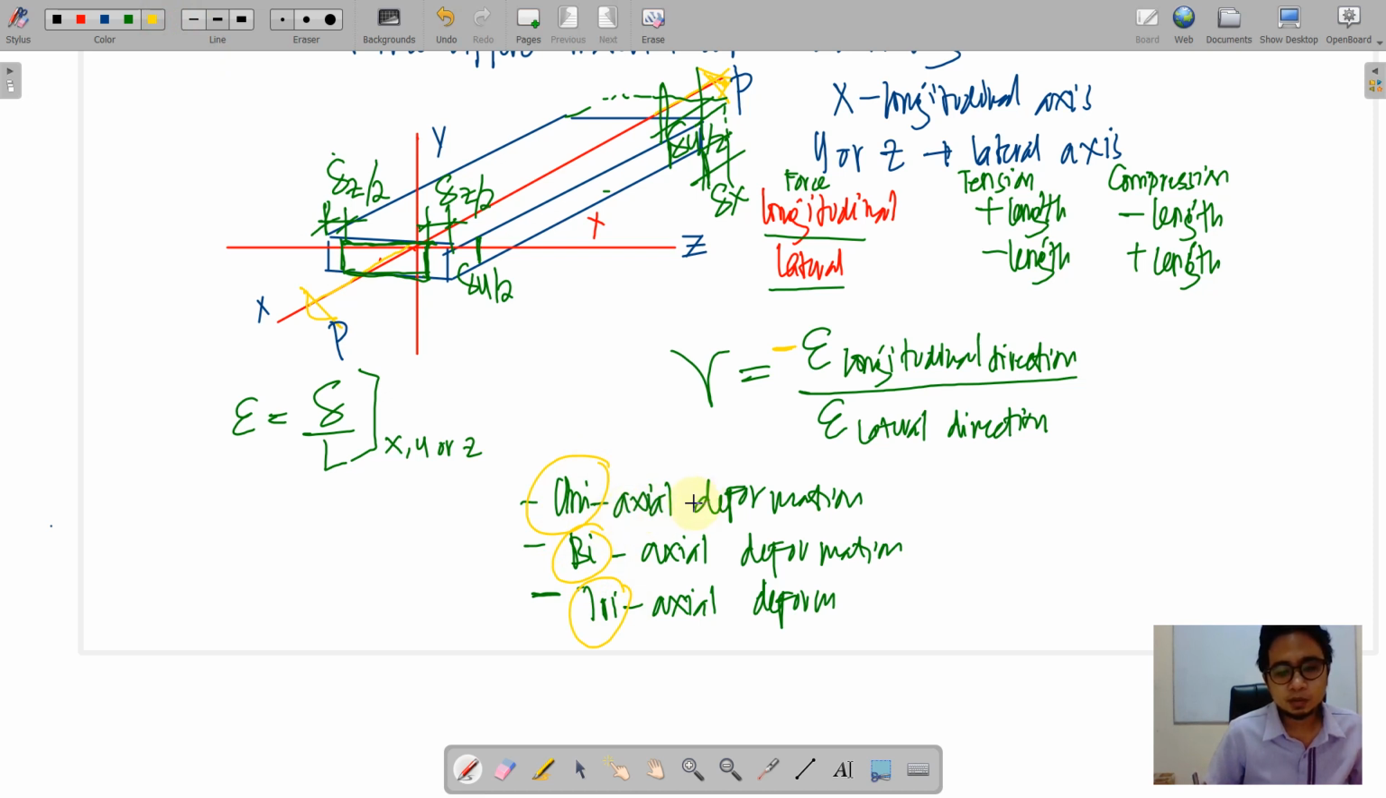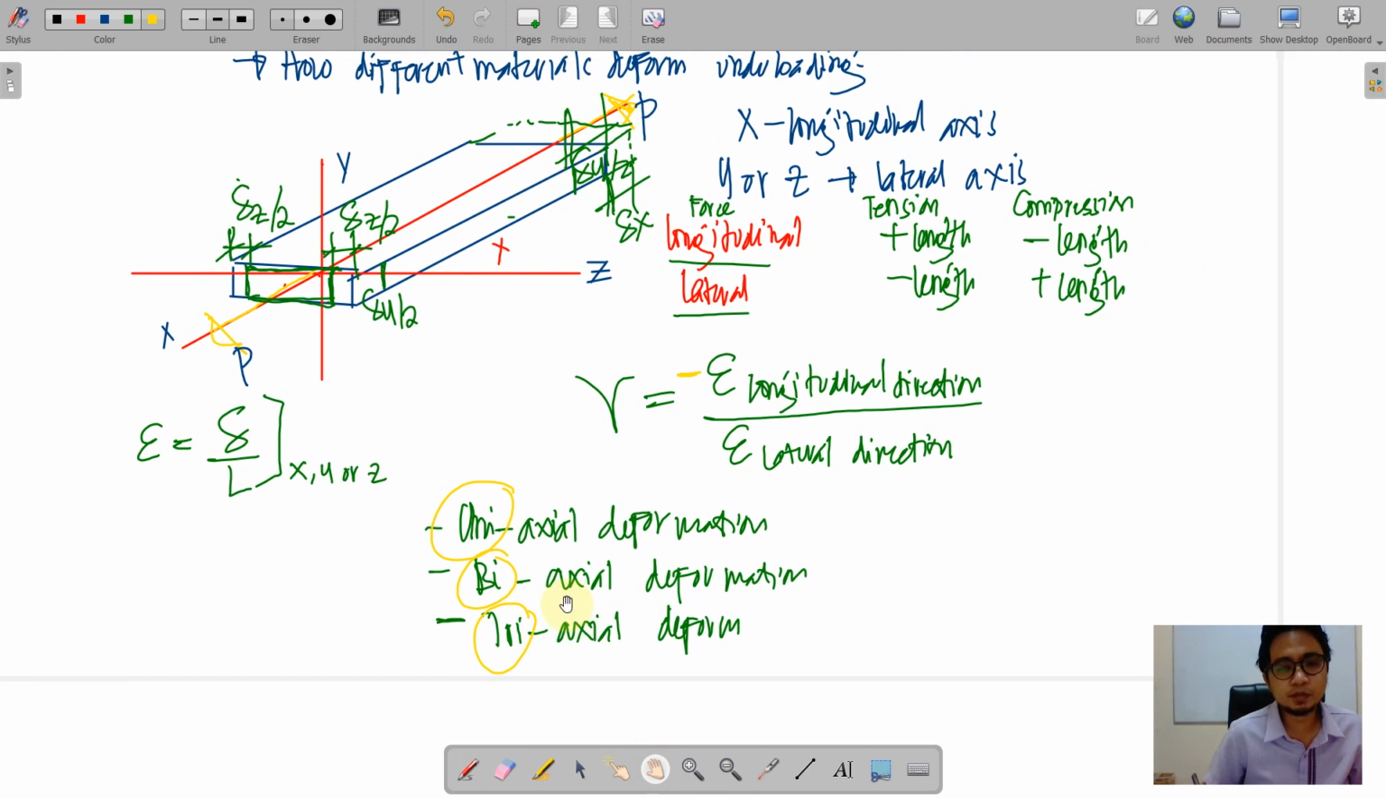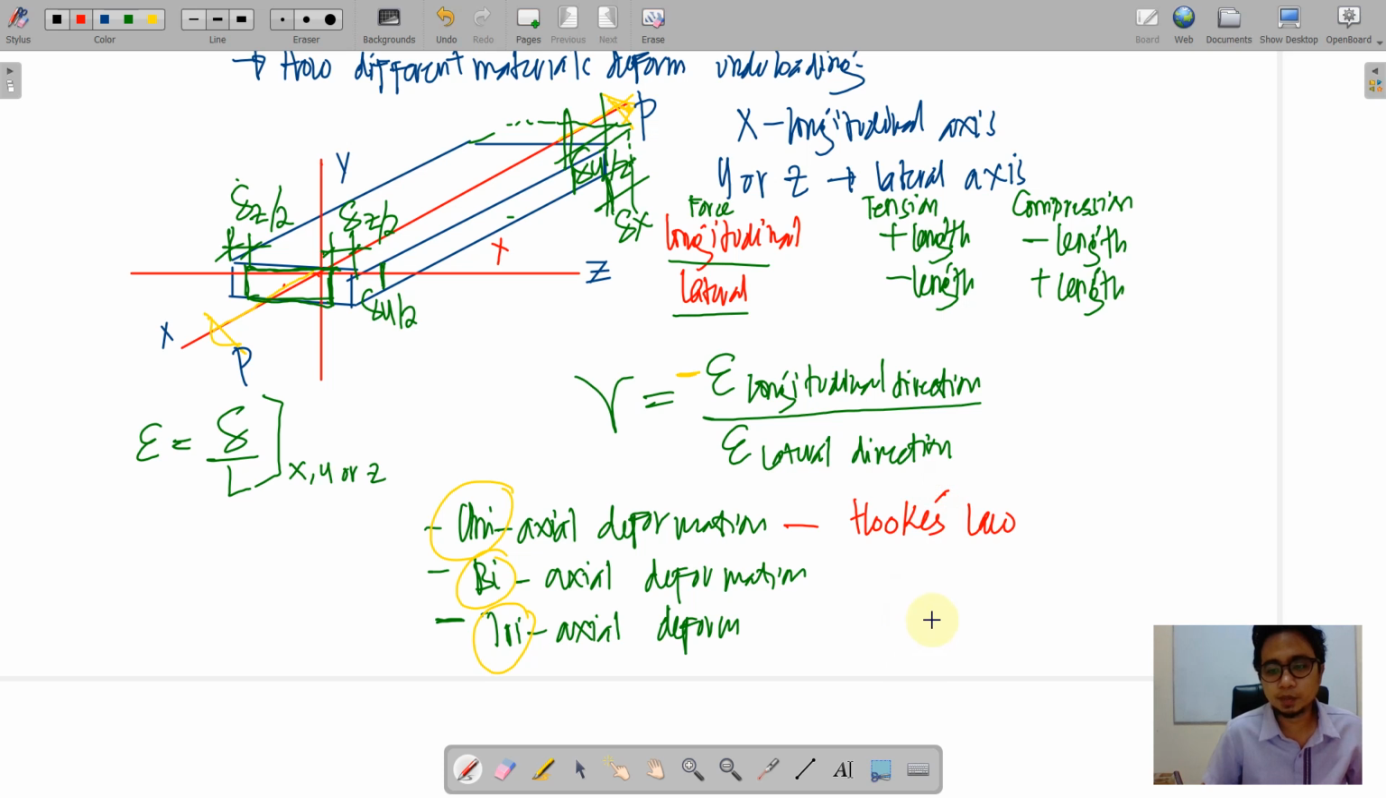Uniaxial, it is having a force on a single axis only. Although we have a force on a single axis only, or the parallel axis, may effect pa rin yan on the lateral direction. Okay? May effect pa rin yan on the lateral direction. So in this condition, Hooke's law is applied. Okay, our Hooke's law is applied.